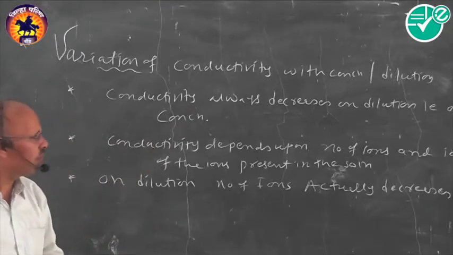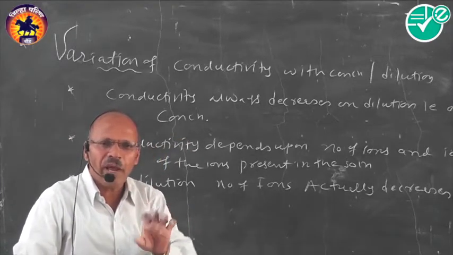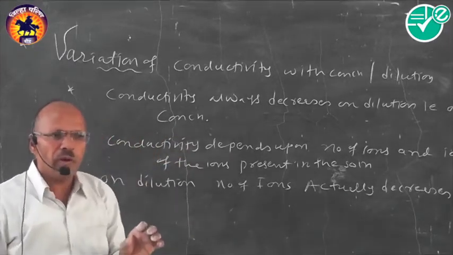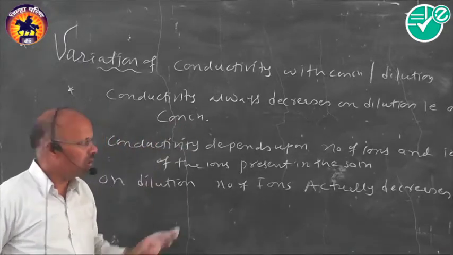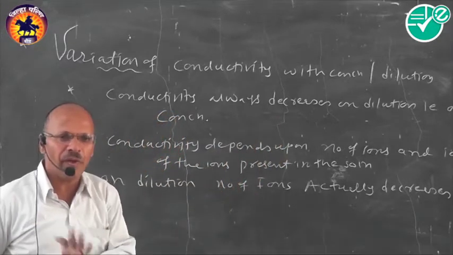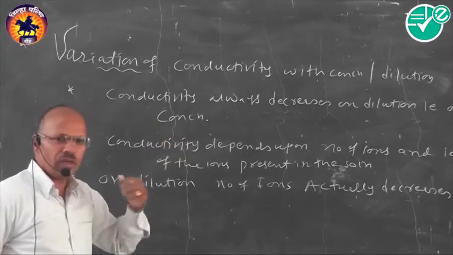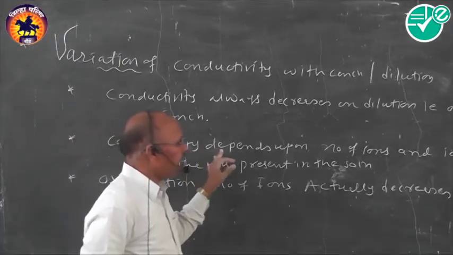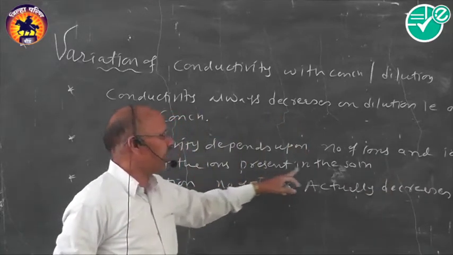actually what is the fact behind this? We know here that on dilution, the number of ions increases due to dissociation. It is clear fact that on dilution, the number of ions in the solution increases, and by that way, if number of ions are increasing, there should be increase in conductivity. But in actual practice, it doesn't happen. Now, what is the real thing? The real thing is that in this particular case, conductivity always depends upon number of ions and the ionic mobility of the ions present in the solution.